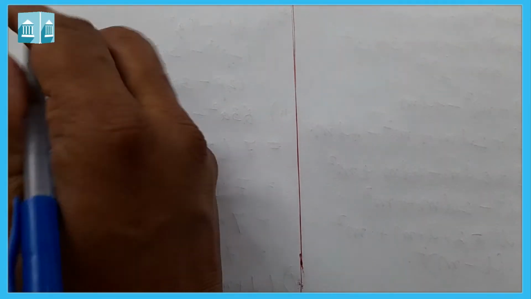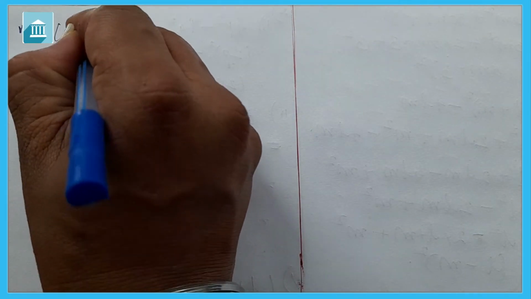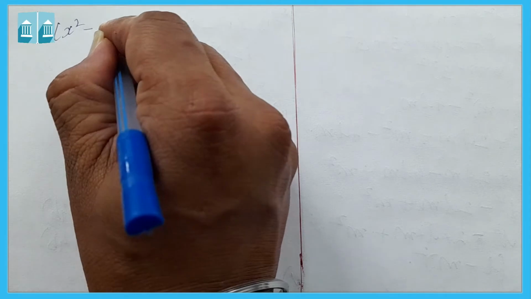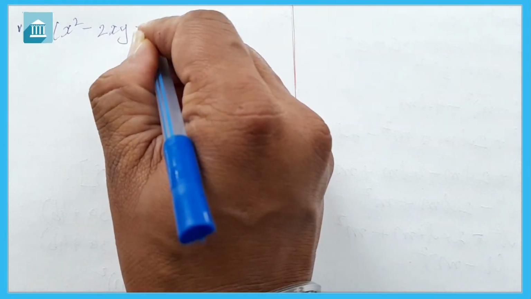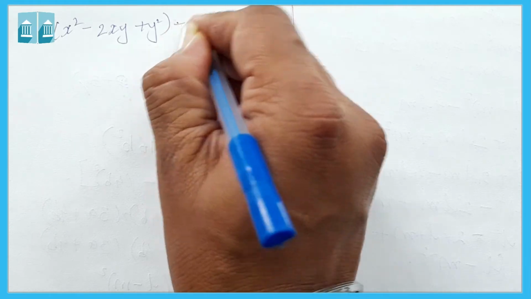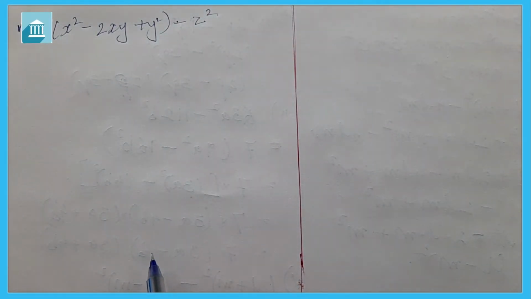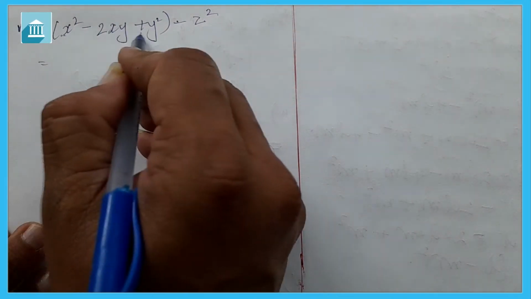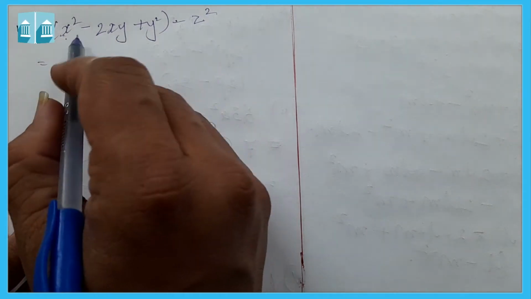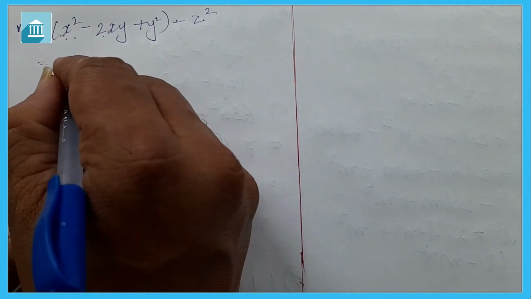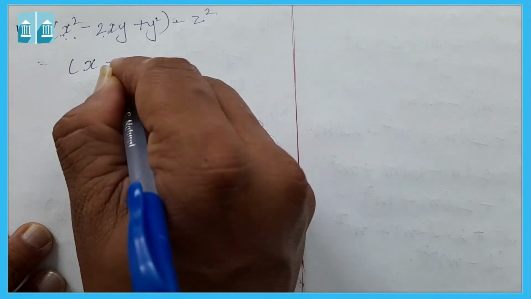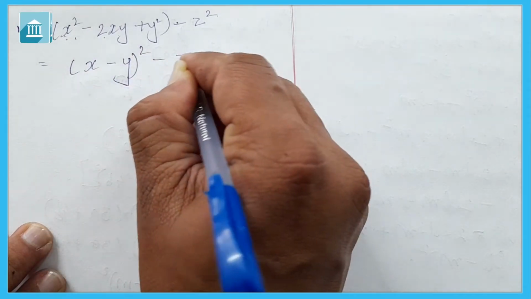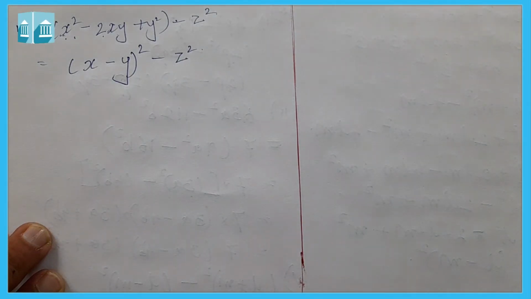So let us see question number 7 here. Question number 7 is x square minus 2xy plus y square minus z square. So this can be written as, first we will write, it will be a square minus 2ab plus b square. So this can be written as (x minus y) whole square minus z square.